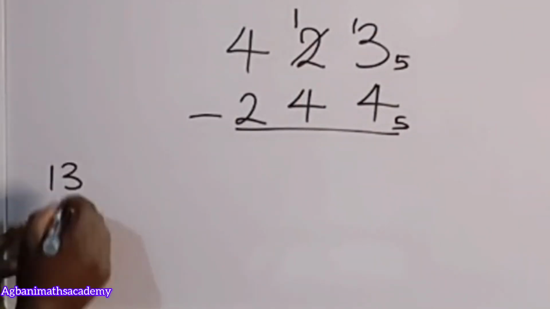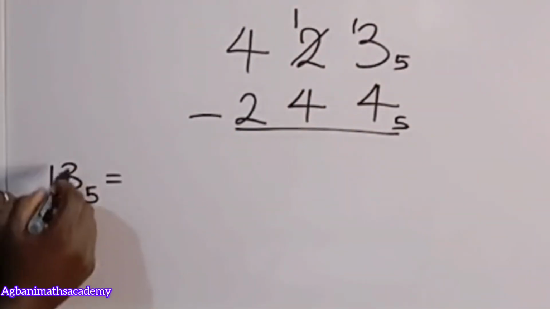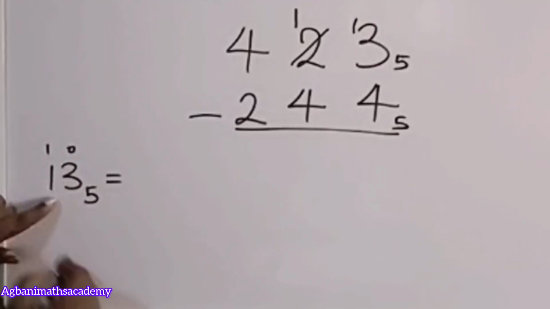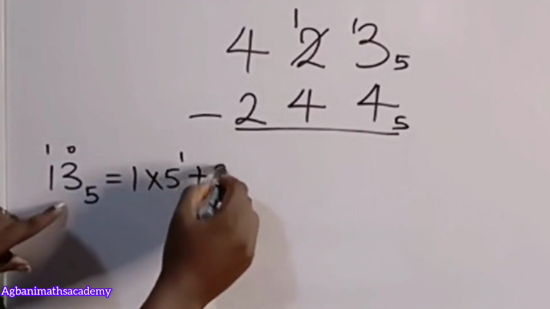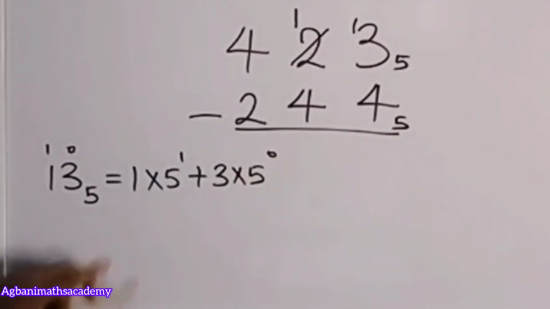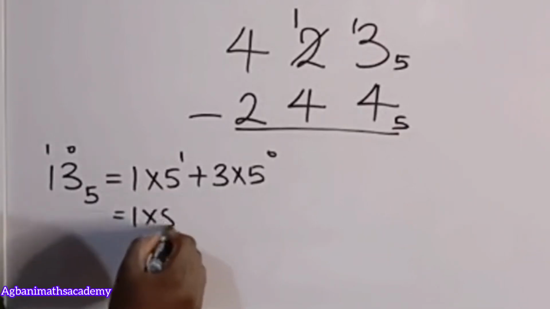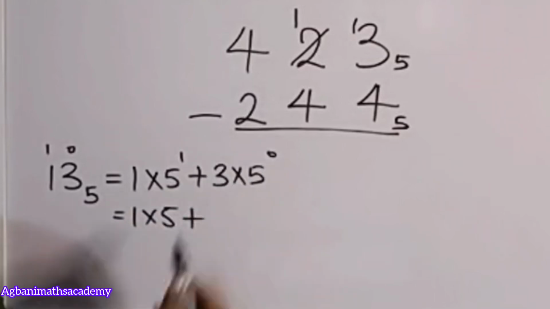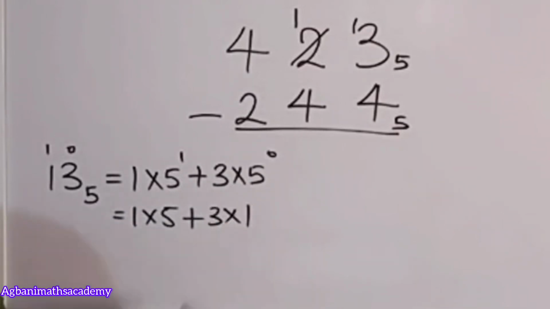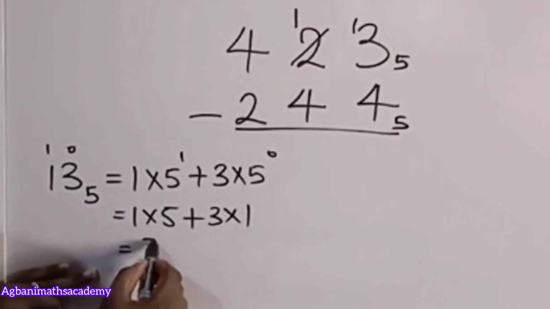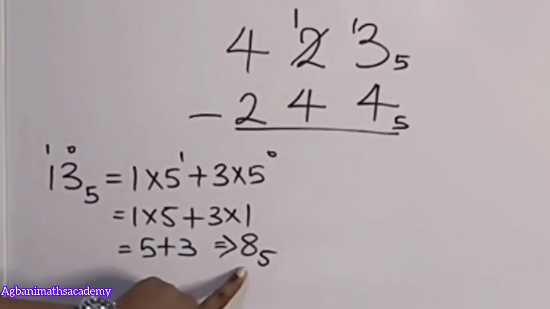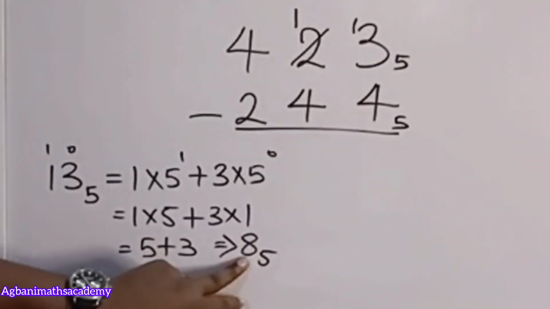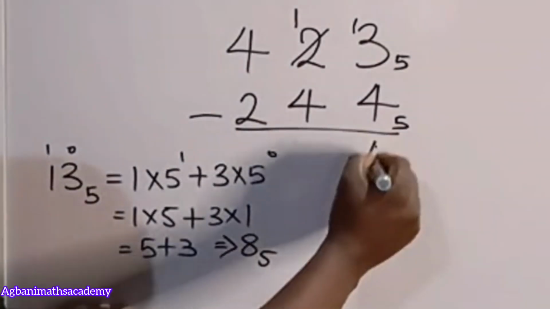We have 13, and then we have 5. So above 3 we have 0, and above 1 we have 1. So this is 1 times 5 to the power of 1 plus 3 times 5 to the power of 0. So 5 to the power of 1 is 5. So we have 1 times 5 plus 5 to the power of 0 is 1. So we have 3 times 1. So 5 plus 3, which gives us 8. 8 base 5. So this 8 we are going to use to subtract 4. This 8 minus 4 is going to give us 4.